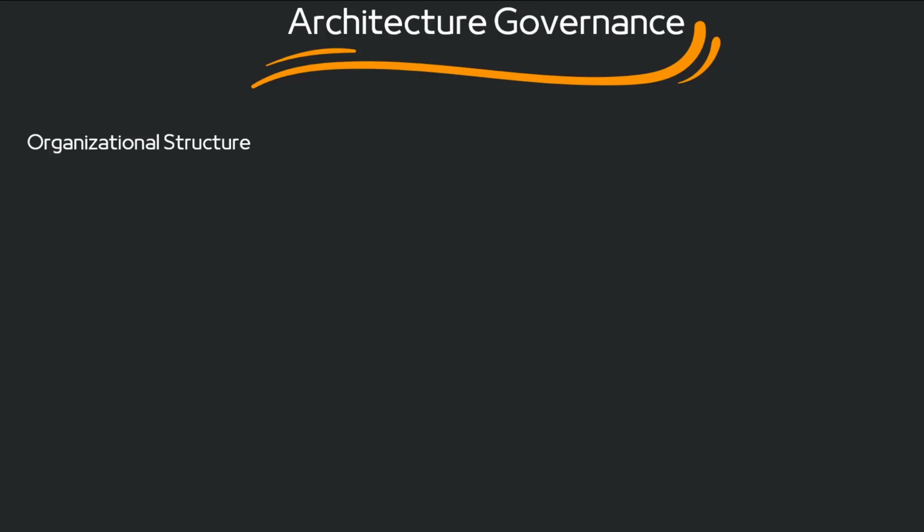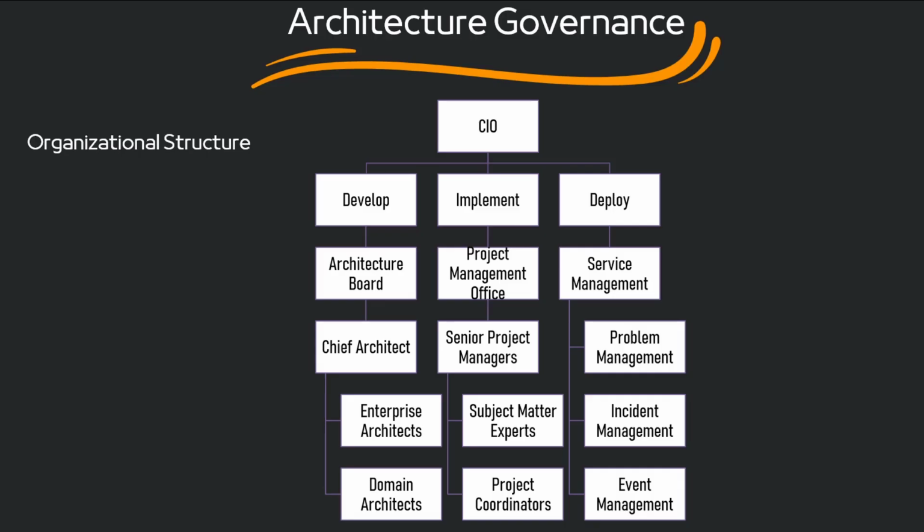The key areas of develop, implement, and deploy are the responsibility of typically one or more groups in the organization. For example, the develop area may be controlled by the architecture board, which in turn has the chief architect, enterprise architect, and domain architects supporting them. The implement key area might be assisted by the project management office. In turn, the project management office has the help and support of senior project managers, subject matter experts, and project coordinators. The deploy key area might be assisted by the service management team. The service management team has multiple functions and groups of problem managers, incident managers, and event management systems and tools to assist them. Each of these areas interacts with the enterprise continuum.